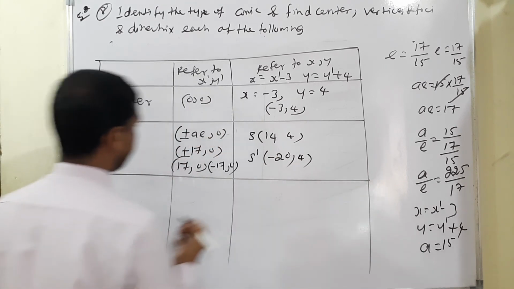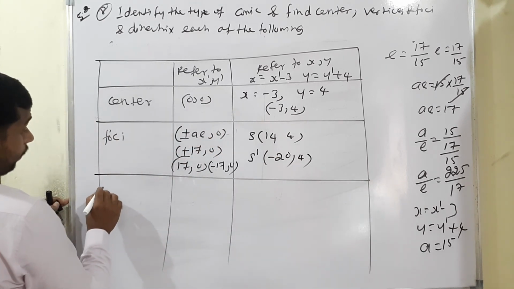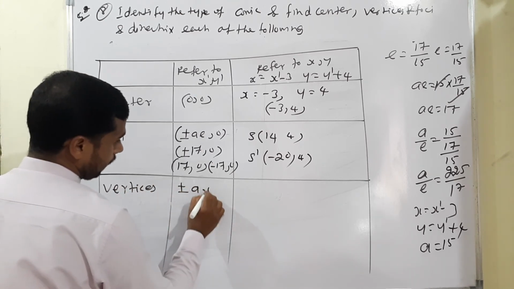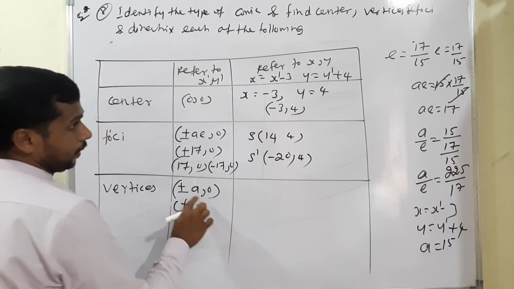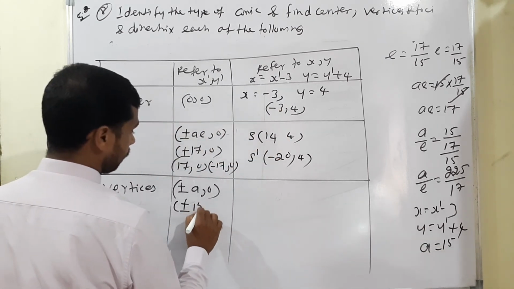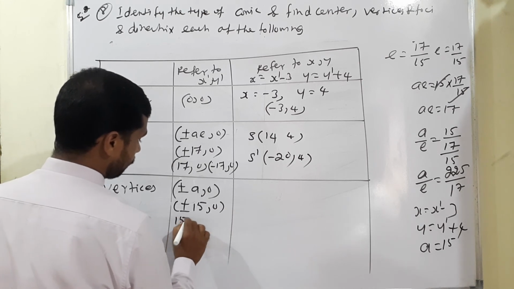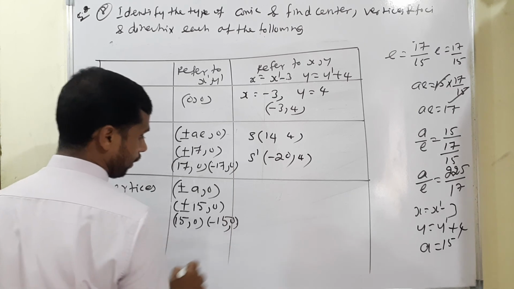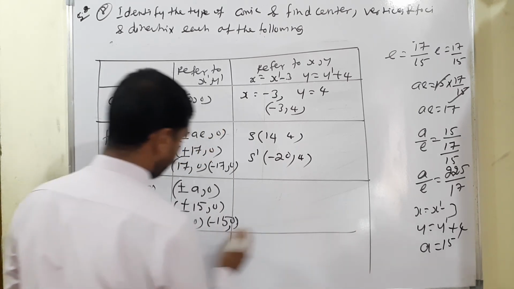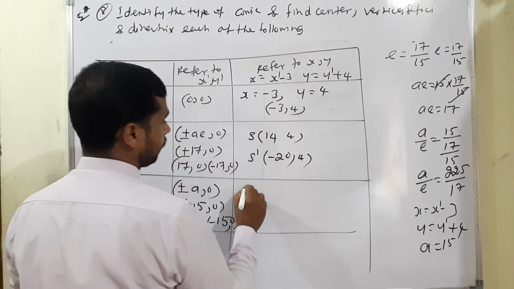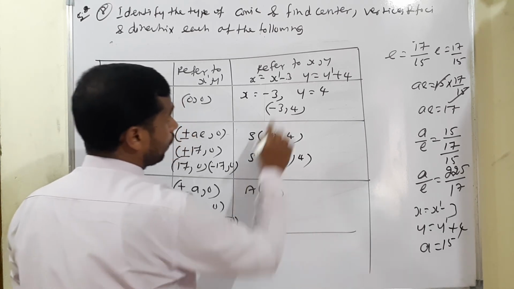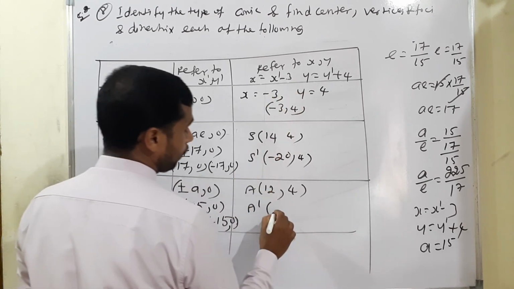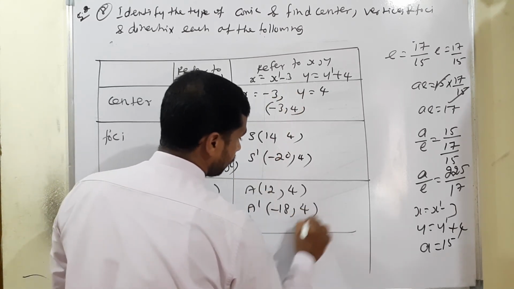So the foci are clear. Moving to the next one, the vertices. Vertices are plus or minus a comma 0. Therefore plus or minus a is 15 comma 0, so positive 15 comma 0 and negative 15 comma 0. First one: x is equal to 15 minus 3, which is 12, comma 0 plus 4, which is 4. Then negative 15 minus 3 is negative 18 comma 4.